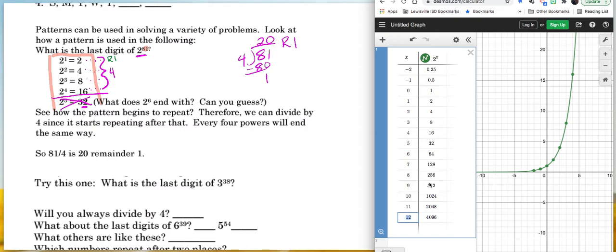Remainder of 2, you are in the second row. Remainder of 3, third row. Now, you are dividing by 4, so you will not have a remainder of 4. The last row would be when it divides perfectly. If it divided perfectly, we would end on that last row. We would have nothing left over. And so this last row is when there is no remainder.